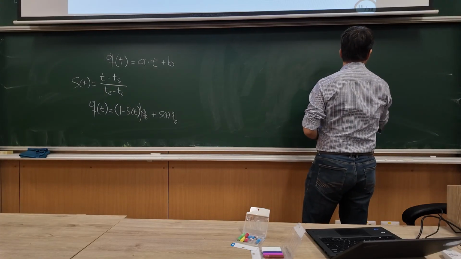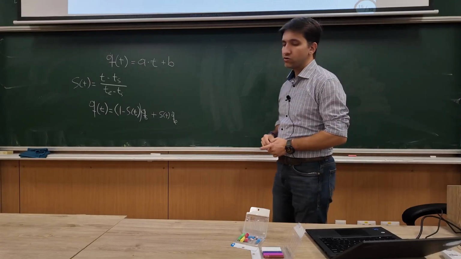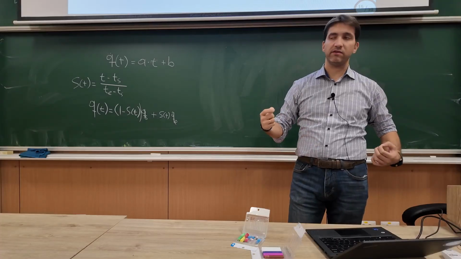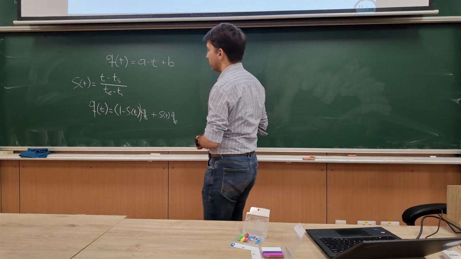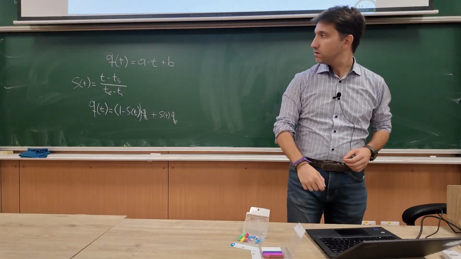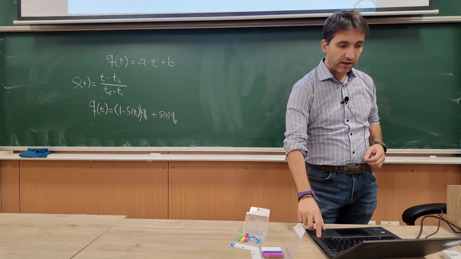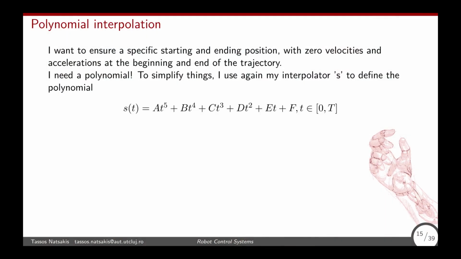We want to have some conditions for what should be the velocity and the acceleration at the beginning and at the end of the trajectory. Right? And in order to do that, basically I need the polynomial.